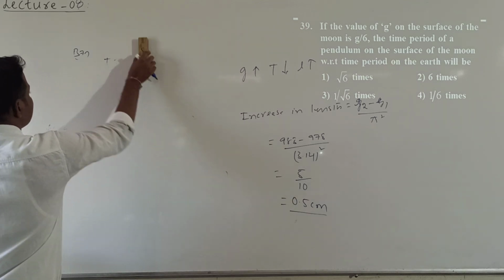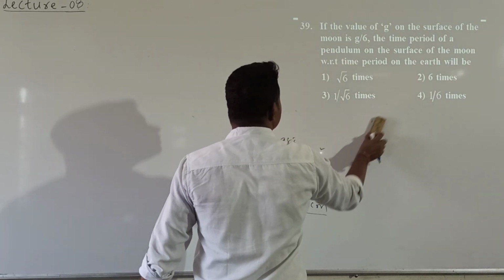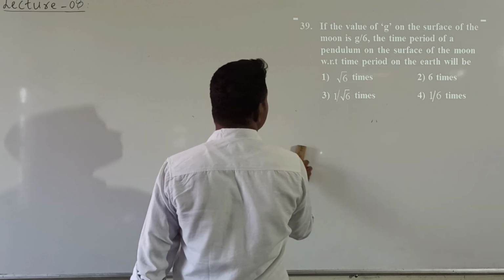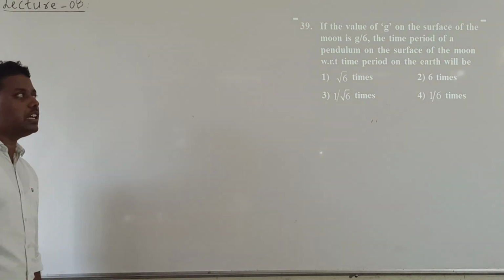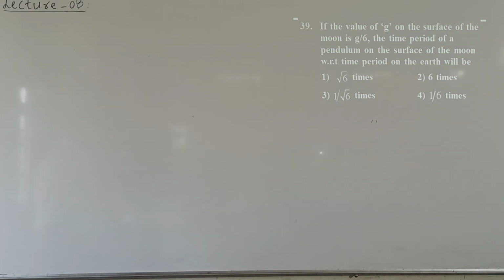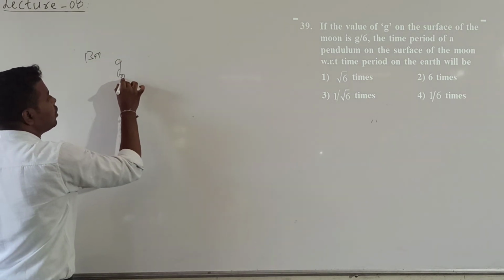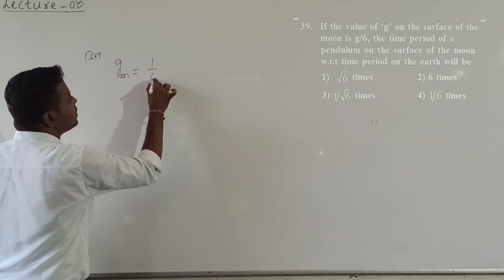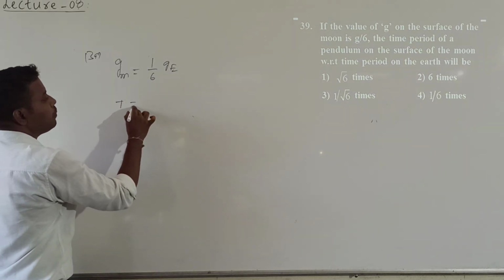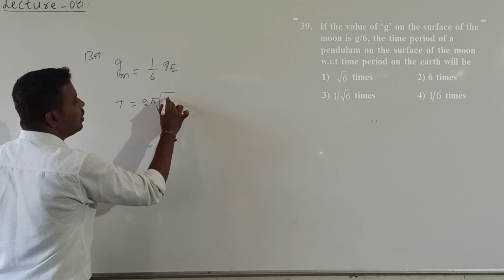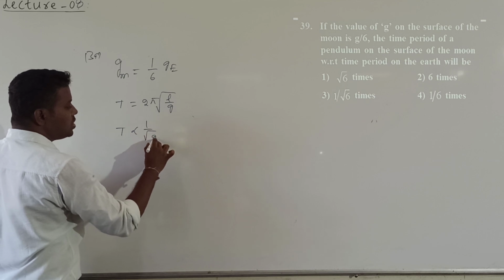What is this question? In this 39, if the value of G on the surface of the moon is G by 6, then what is the time period of the pendulum on the surface of the moon with respect to the earth? The condition given is that acceleration due to gravity on the moon is 1 by 6 times that on the earth. We know the time period formula of a pendulum is 2 pi root over L by G. Time period is inversely proportional to root G.